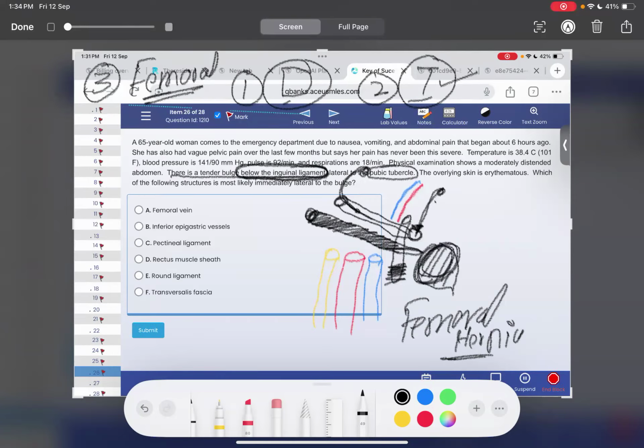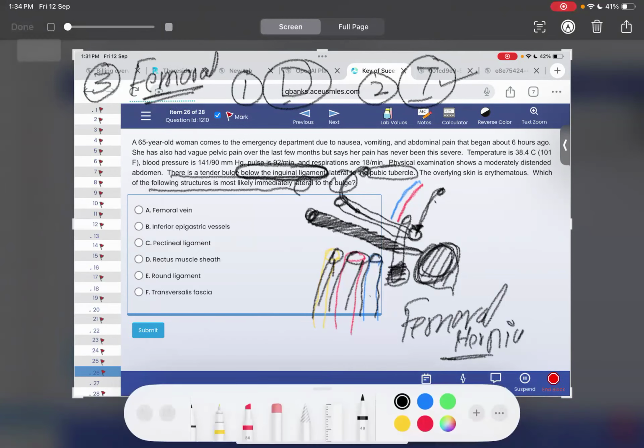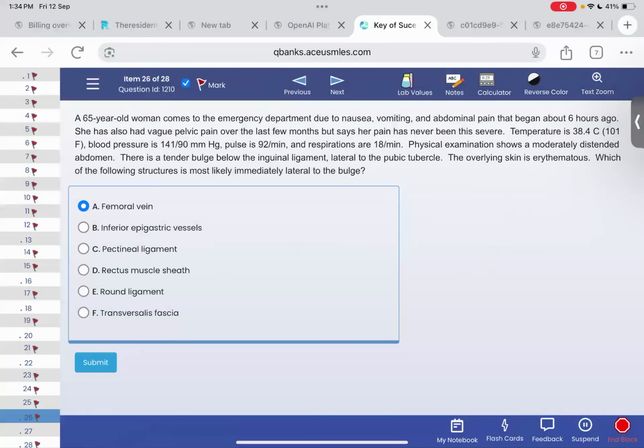So, which of the following structures are most immediately lateral to the bulge? This is the bulge. Lateral to it is the femoral vein. This is the femoral vein, this is the femoral artery, and this is your nerve. So, femoral vein. Have you got your direct hernia export, indirect hernia export, and femoral hernia export? Got it?